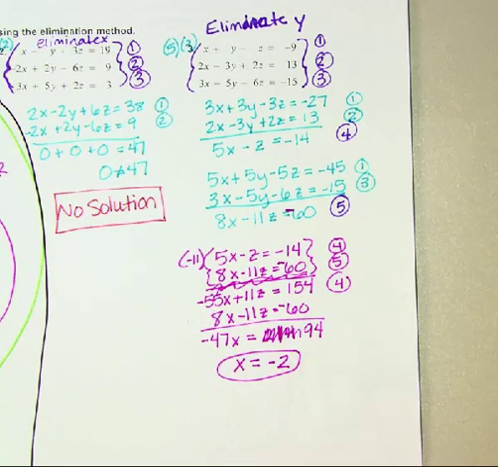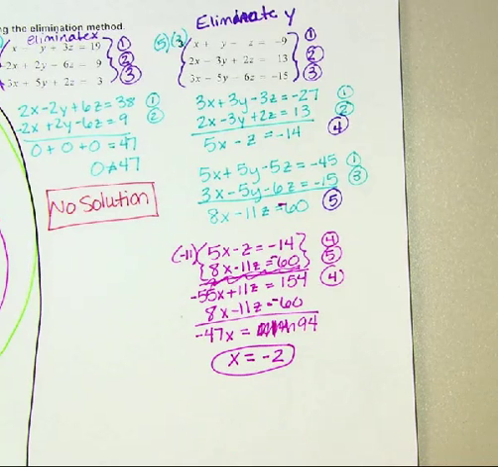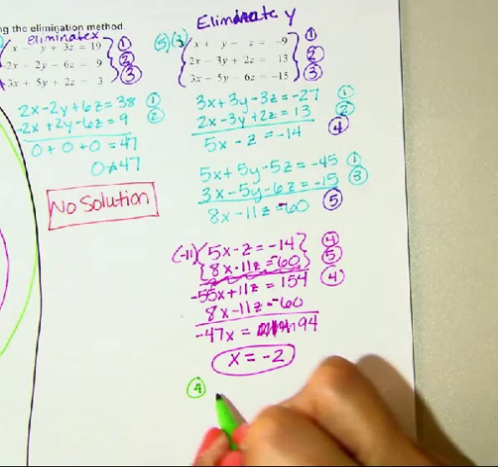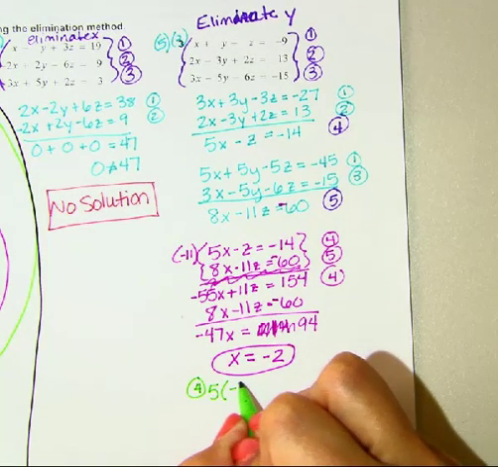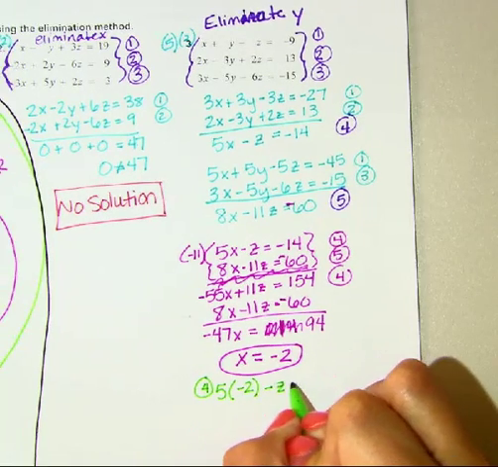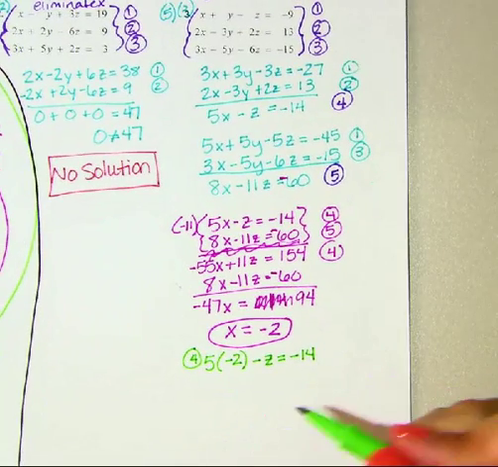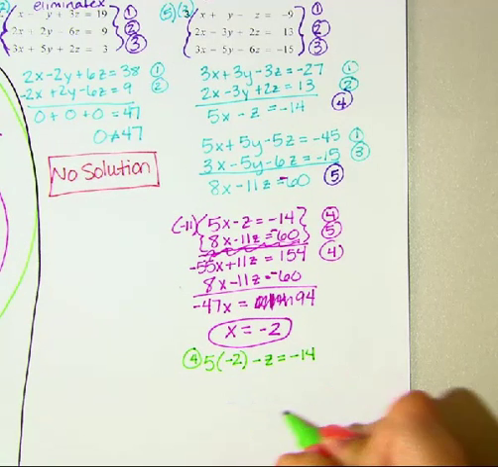So now I have x. Now I'm going to take that x, and I'm going to plug it back in to either equation 4 or equation 5. I think equation 4 looks a little easier, so I'm going to choose 4, which is 5 times x, which is negative 2, minus z equals a negative 14. Okay, so I have a negative 10, so I need to add it to both sides.